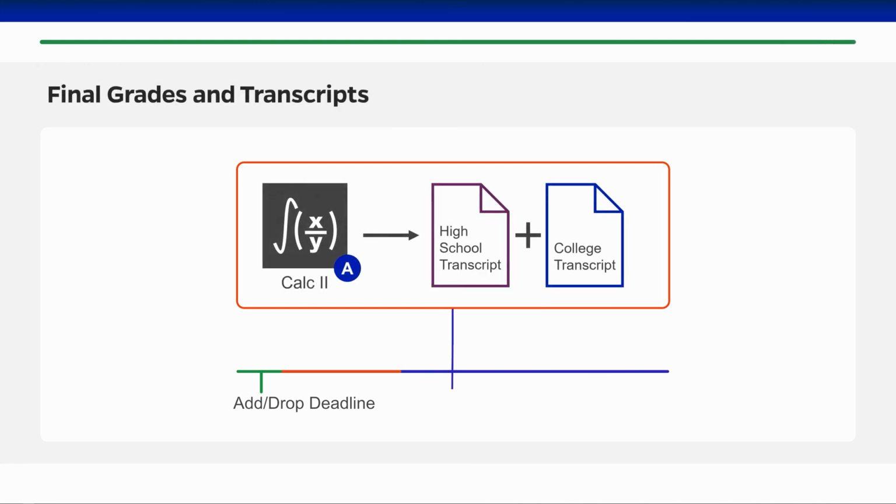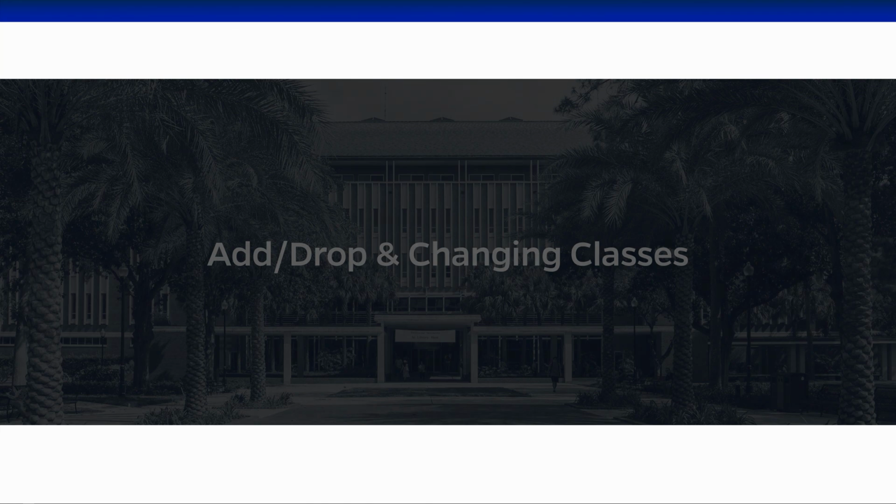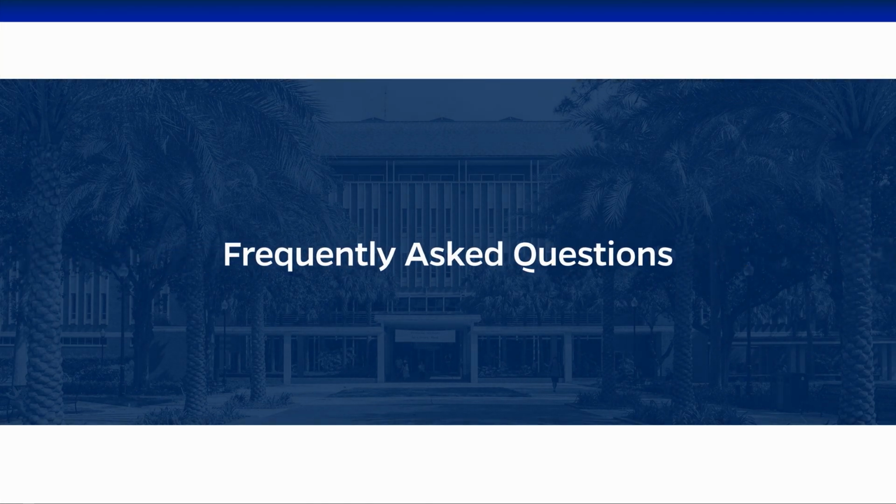Classes listed on your UF schedule after the add drop deadline will result in a final permanent grade on both high school and college transcripts. Now that you understand how to request to change or drop classes within the add drop period, let's take a look at some frequently asked questions.